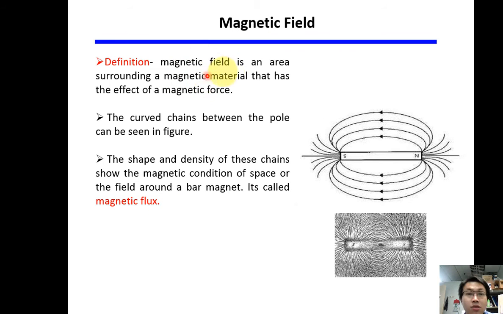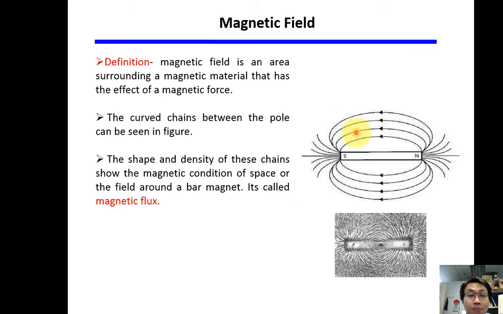Definition of magnetic field. A magnetic field is an area surrounding a magnetic material that has the effect of magnetic force. For example, these lines are all considered the magnetic field. So it is an area surrounding a magnetic material, the material that has the effect of magnetic force. Which means if I put something here, we can feel the magnetic force. So this is called the magnetic field.